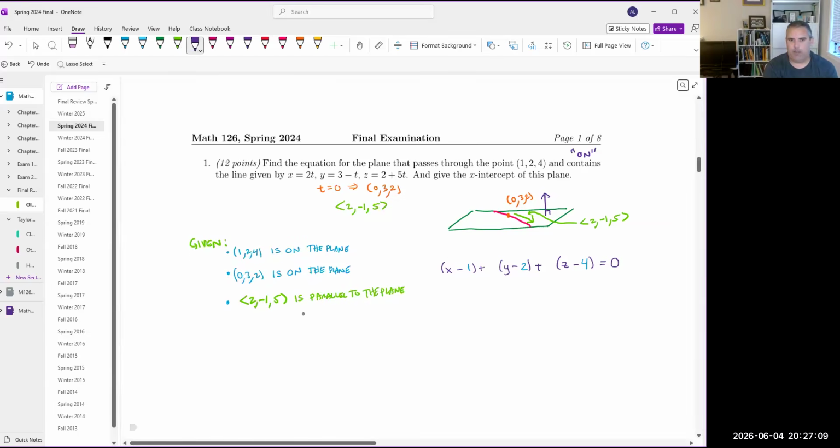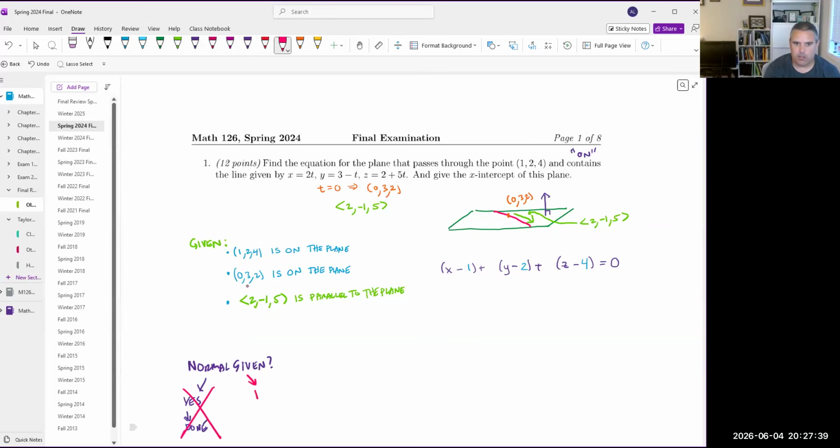And then there's a plan. And the plan is always, was the normal given? And if the answer is yes, you're done. So I read through the given information. They gave me 2 points on the plane, and they gave me a vector that's parallel to the plane. So the normal was not given.